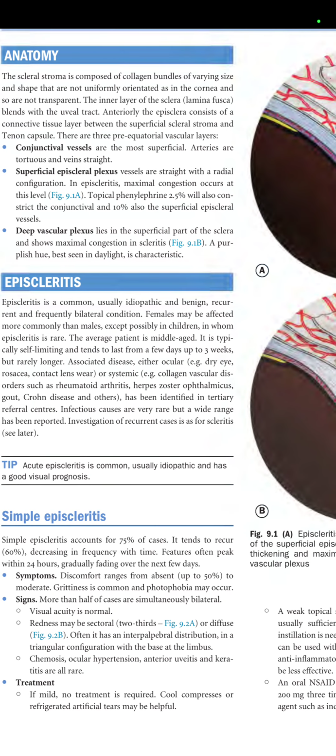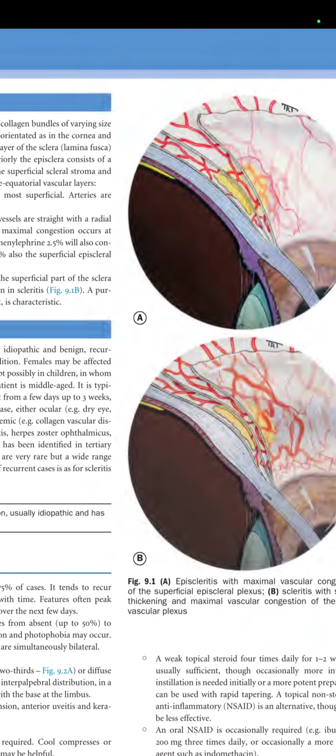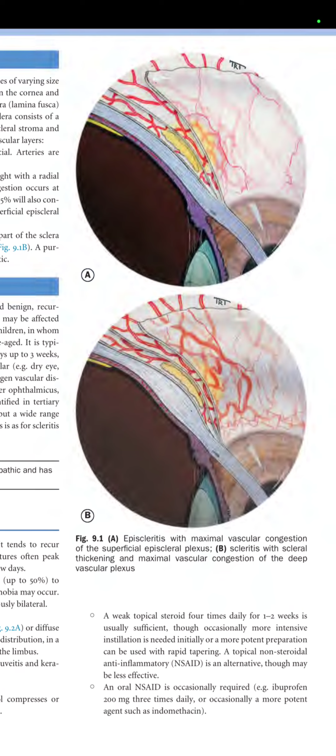Treatment: if mild, no treatment is required. Cold compresses or refrigerated artificial tears may be helpful. A weak topical steroid four times daily for 1 to 2 weeks is usually sufficient, though occasionally more intensive instillation is needed initially, or a more potent preparation can be used with rapid tapering. A topical non-steroidal anti-inflammatory (NSAID) is an alternative, though may be less effective. An oral NSAID is occasionally required, for example ibuprofen 200 milligrams three times daily, or occasionally a more potent agent such as indomethacin.